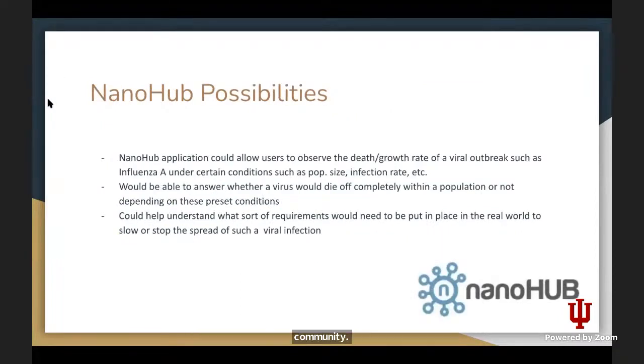When it comes to NanoHub, an application such as this could allow users to more in-depth observe the growth and death rates of viral outbreaks such as that of influenza A under conditions that they could preset or would be preset for them, like population size, infection rate, etc. And this would help to answer a few questions as to whether a virus would die off completely within a population or not, depending on certain preset conditions, or whether it would remain around and continue to grow. It could also help us, of course, understand what sort of requirements would need to be put in place in the real world to either stop or slow the spread of such a viral infection. And that's all I have for now.